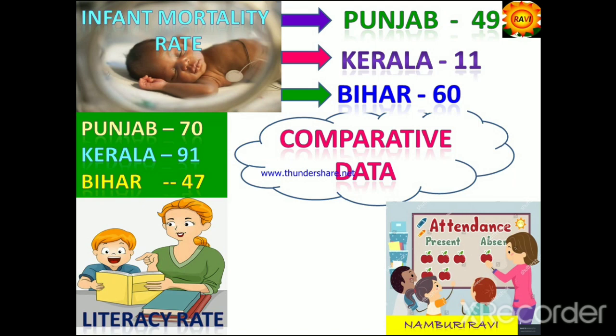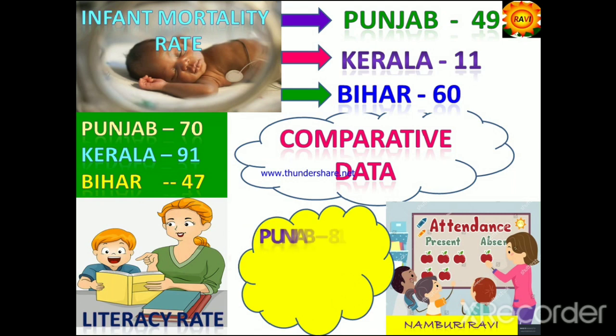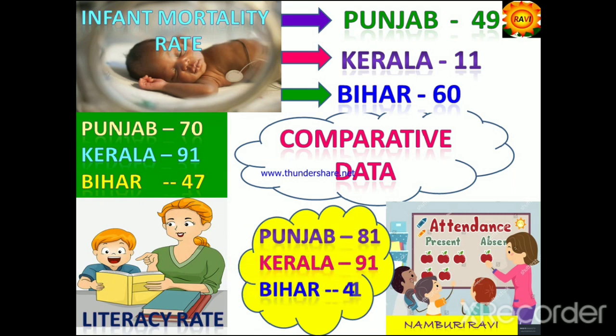Then the next thing is about attendance, the net attendance ratio. Net attendance ratio is nothing but the number of children attending school at the primary level. In Punjab, out of every 100 students, 81 are attending school and 19 are absent. In Kerala, 91 students are attending school out of 100, and in Bihar only 41 students are attending regularly and the remaining 59 are absent.